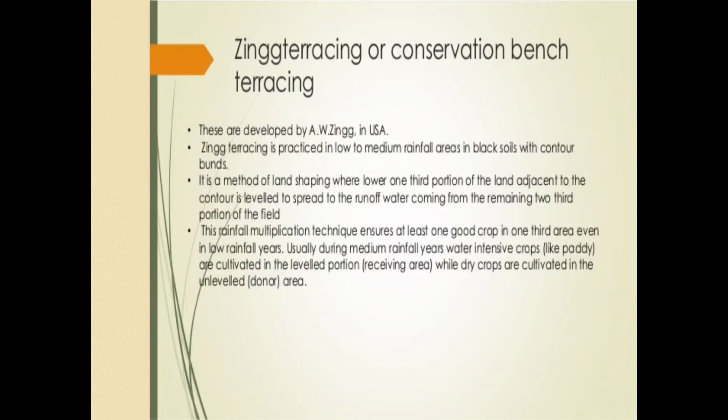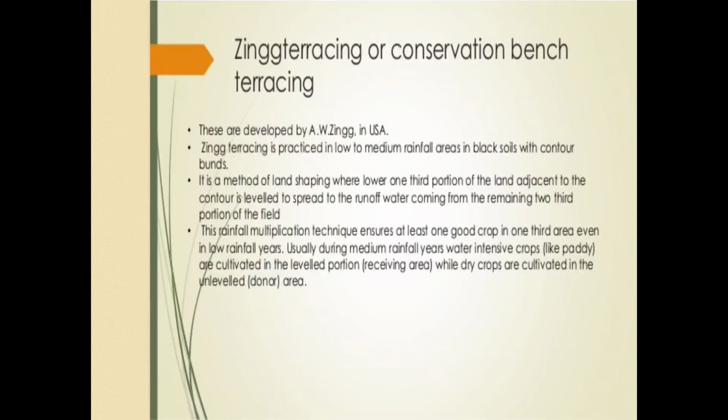Then it is a method of land sloping where the lower one-third portion of the land adjacent to the contour is leveled to spread the runoff water coming from the remaining two-third portion of the field. This rainfall multiplication technique ensures at least one good crop in one-third area even in a low rainfall year also. So this zing terracing ensures a good crop, or is helpful for taking the cultivation of crops in the low rainfall area where a very low amount of rainfall is received.